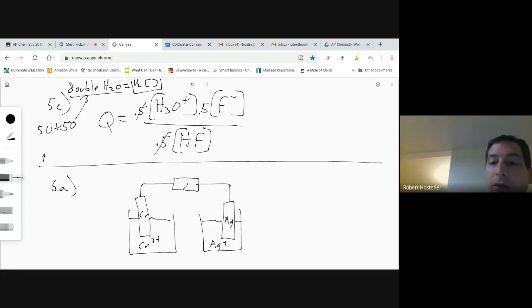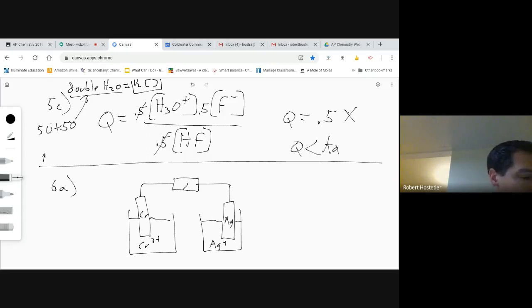So that the net result is that your Q is 0.5 times whatever it was. So it's not going to be the same. So your Q is going to be smaller than your Ka. You can do an equilibrium expression with that too if you want, or you can just explain it with the math. In number 6, we got a fun little electrochemical cell.